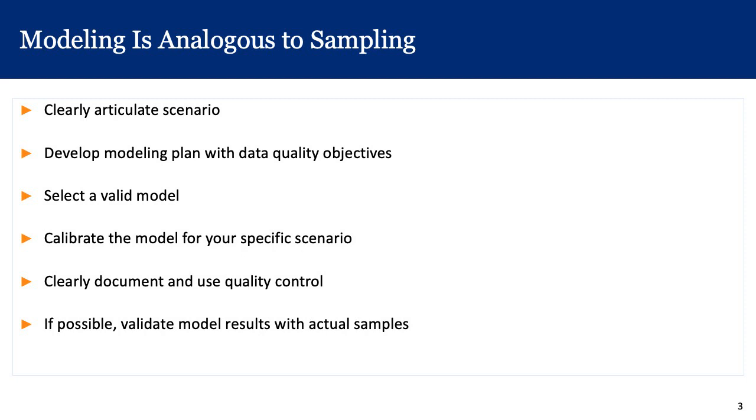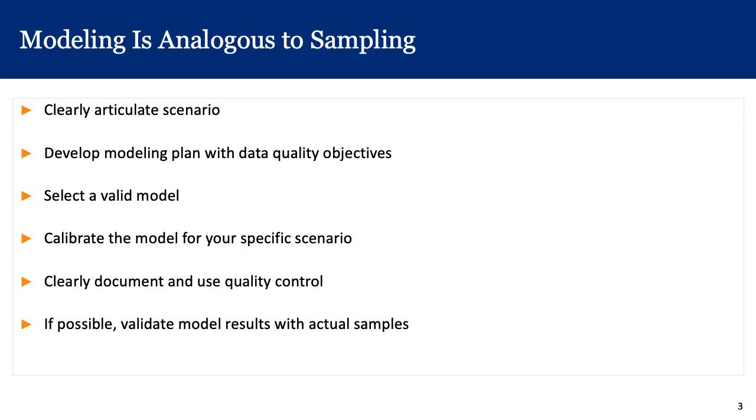Similarly, just like when we want to utilize validated sampling methods, we also want to utilize a validated model, a model that has been assessed for its accuracy and precision and its limitations. Oftentimes, sophisticated models will be calibrated for a specific scenario, just like when we go out and collect environmental samples where we may calibrate our instruments. Oftentimes, we want to calibrate our computer model for the specific scenario we're evaluating. We, of course, want to clearly document all of this.